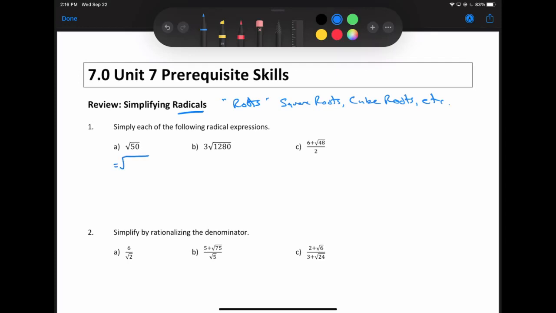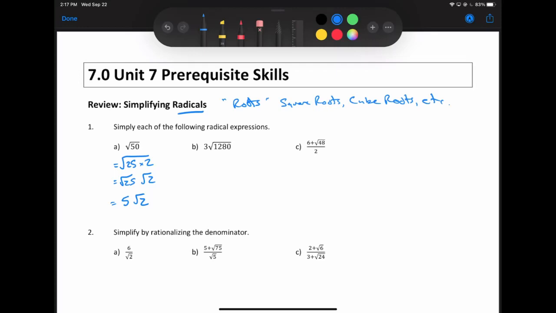Now, normally I wouldn't write these extra steps in here, but I will for now, just for this one example. I can rewrite the root of 50 as the root of 25 times 2. And then I can actually separate those into separate roots. And since 25 is a perfect square, I can take the square root of it, and that simplifies down to 5 root 2. Now this should be something you did in grade 11, but it's something that you probably didn't spend a lot of time on. It doesn't come up in a lot of different topics, like things like exponents and quadratics do. So that's why we're going over these basic ones today.